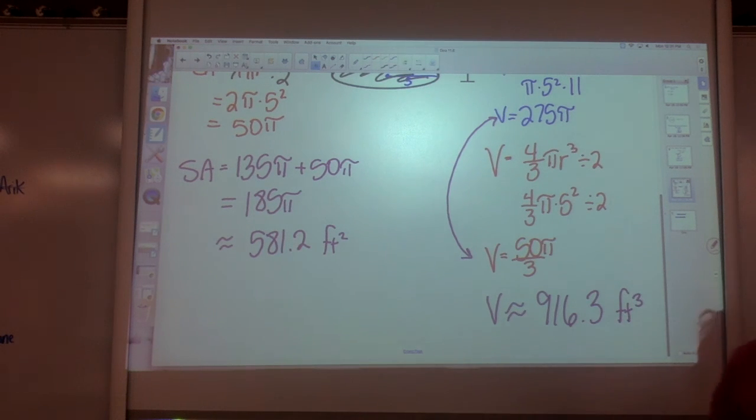All right. Good luck with your surface area. Make sure you use the pieces that you need for cylinders or spheres, whatever it is, and watch your labels. Square feet compared to cubic feet. Good luck.